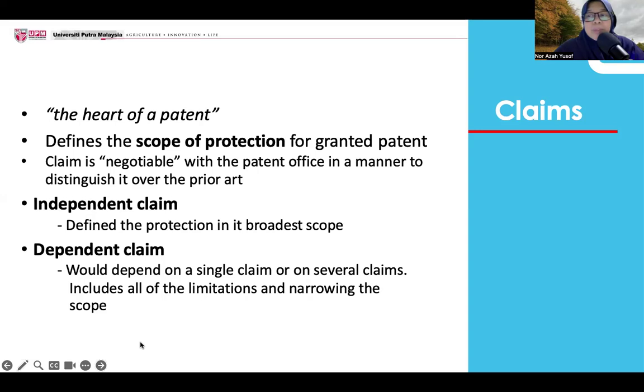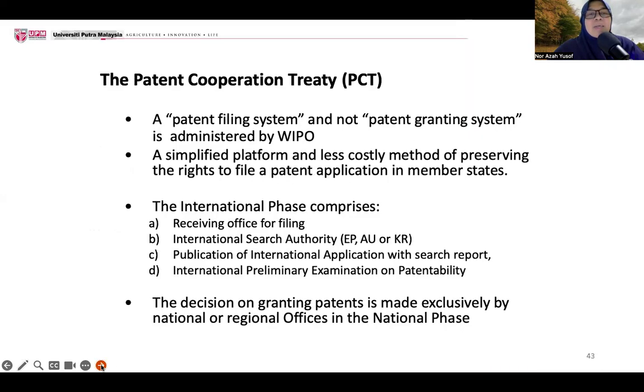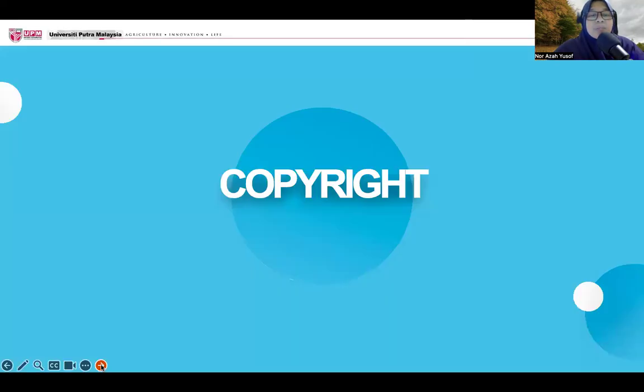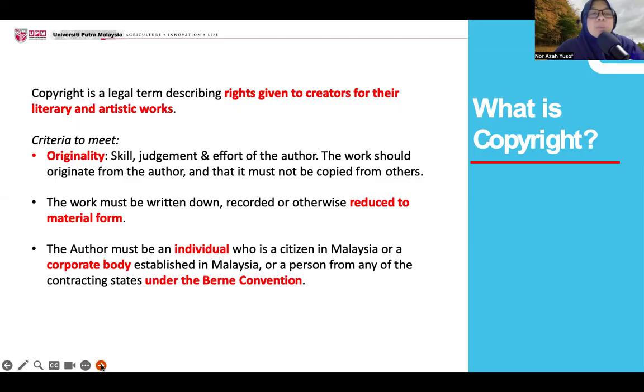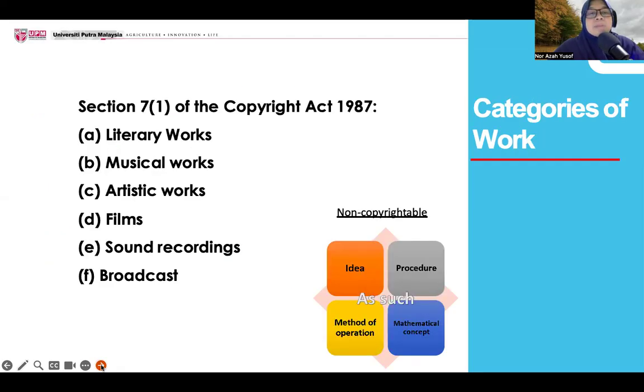As I said, I'm not going to tell you how to write a patent, but it is very important to understand which IPs you can use to protect your innovation. Copyright is more on artistic works, songs, music, scripts. That is copyright.